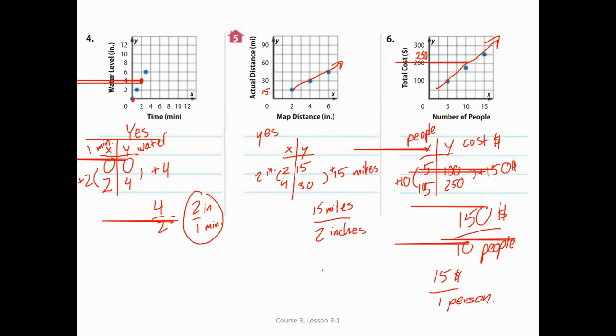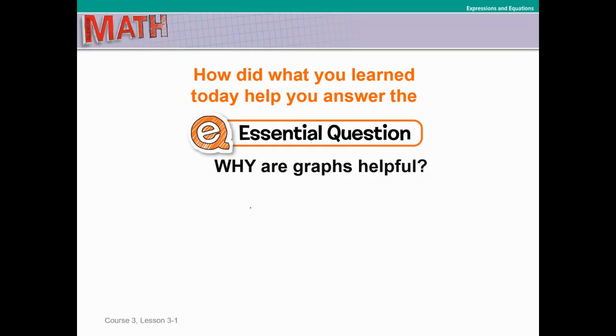All right, guys, that concludes our lesson on rate of change. Hopefully, you guys understand now the difference between linear and nonlinear graphs is whether it's got a constant rate of change. As we go forward in the unit, we're going to be exploring why are graphs helpful? Why do we use them? And how do they help us with math?